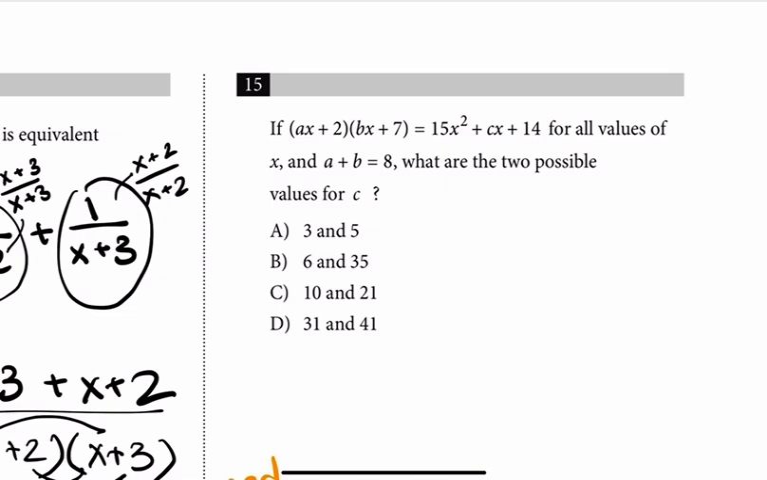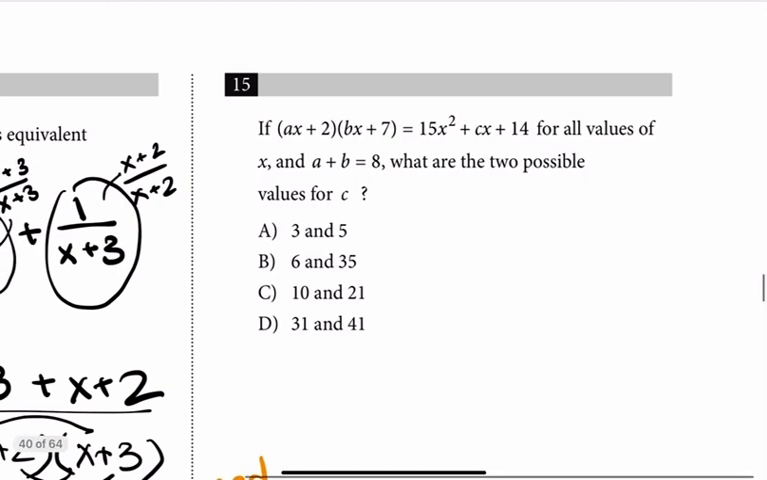Number 1 on the SAT is always the easiest question. Number 15 tends to be the harder question. So it gets harder as you go. So I'm going to just start by FOILing. Usually whenever this stuff happens, it's easy to FOIL. So with the A's and B's, stay with me with this.